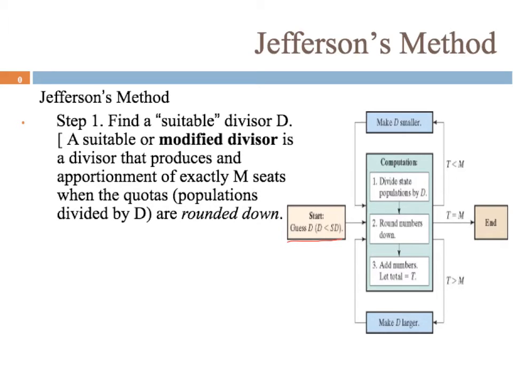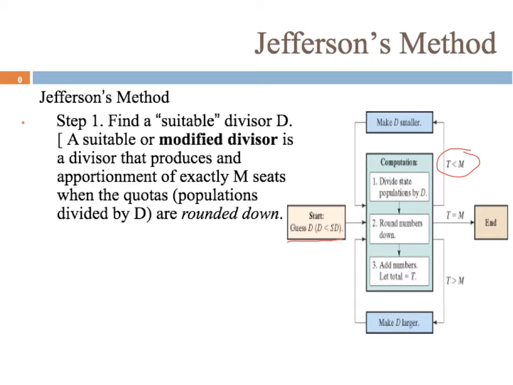First we divide each state's population by D, round the numbers down, and add the total numbers. If it's the same as the number of seats, we've done it correctly. Now let's look at the two scenarios. Let's say that it ends up being less than the number of seats. Then maybe we need to make our divisor smaller so that when we divide by that smaller number, we're getting bigger answers.